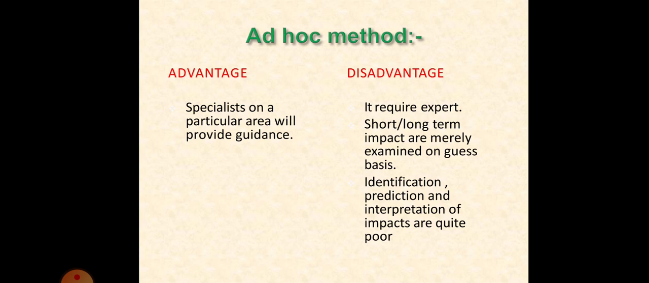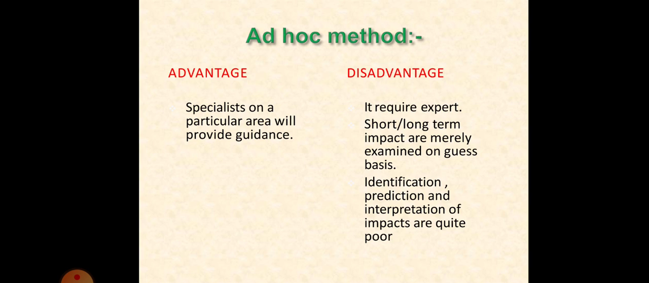There are various advantages as well as disadvantages. The main advantage of the ad hoc method is that specialists in a particular area will provide guidance. A number of environmental components will first be listed, as we have already said. In the first place, we list a number of environmental components. So it is very simple and easily understood, and there is also a comparison of the requirements of alternatives. This is also one advantage of the ad hoc method.